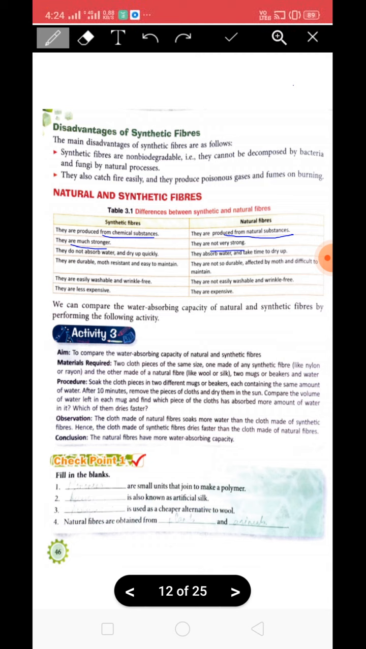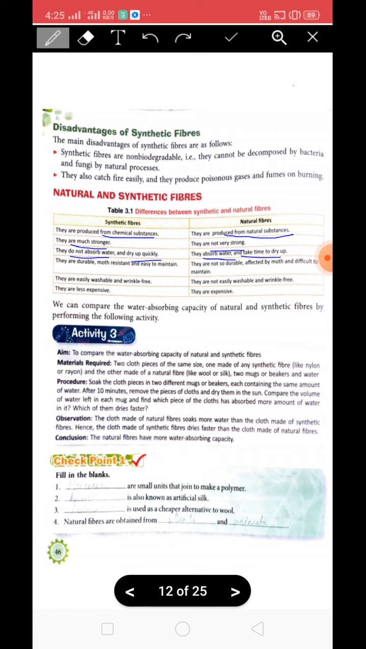Understood? Now, next is synthetic fibers do not absorb water and dry up quickly. Obviously, as they are not absorbing a good amount of water and they do not have the capacity to hold water for a longer period of time, that is why they dry up quickly, whereas natural fibers absorb the water and hence take time to dry up.